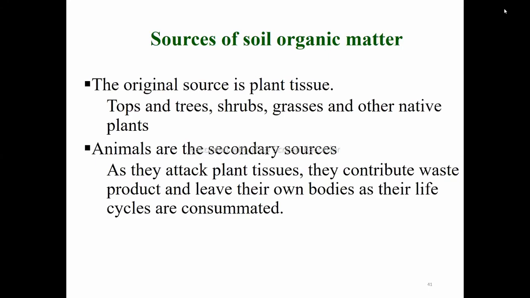So again, these plants may take up the nutrients from the dead animals. So that is how the nutrients are cycling there. Right? So here, the primary source is the plant tissues, and the secondary source is the animals. Right? Understand up to this?